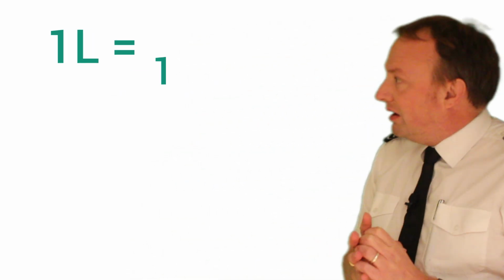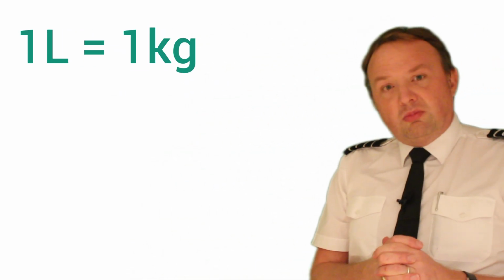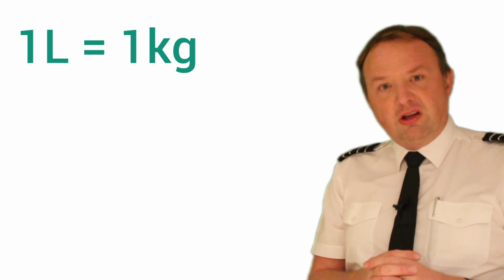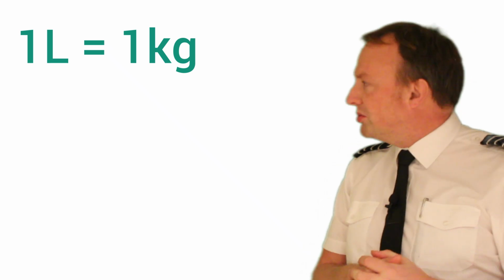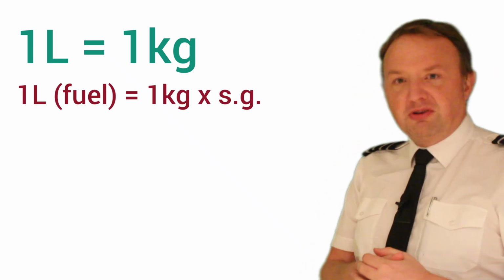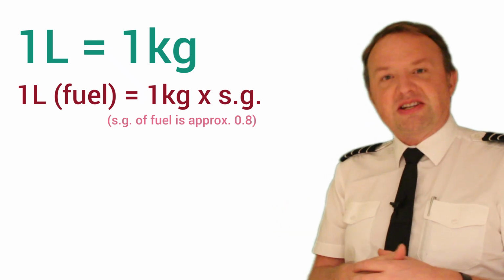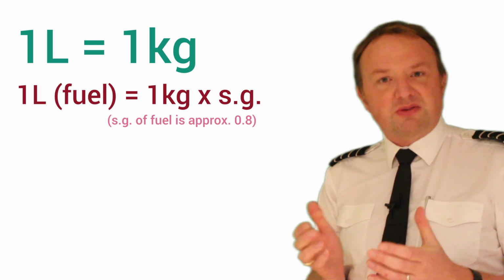All right, so that's length, but what about volume and mass? Well, we actually need to remember very, very few basic conversions. They are very rough, very approximate, but they'll be good enough for using the CRP5. 1 litre weighs a kilo, or at least it does in the case of water. Fuel weighs a bit less than water, so 1 litre of fuel weighs around about 80% of a kilo. We say that fuel has a specific gravity of 0.8, that's what that means.